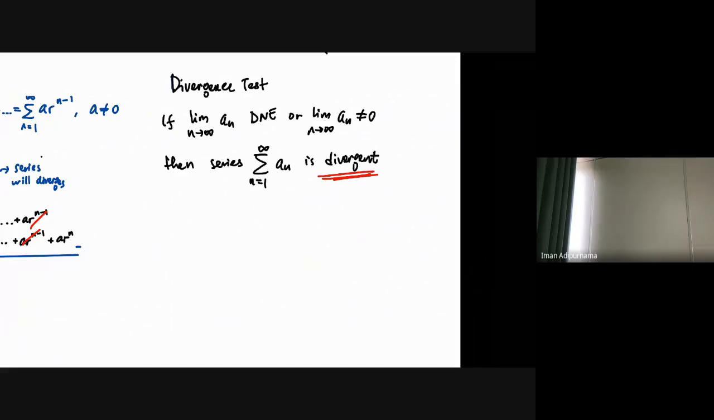In the next sections, 11.3, 4, 5, all the sections will discuss the methods for how to tell whether a series is converged or diverged. This is one way we can do it. It's called the divergence test.